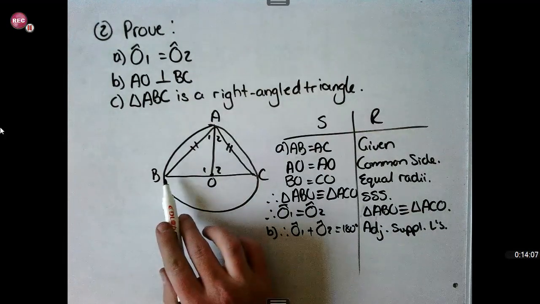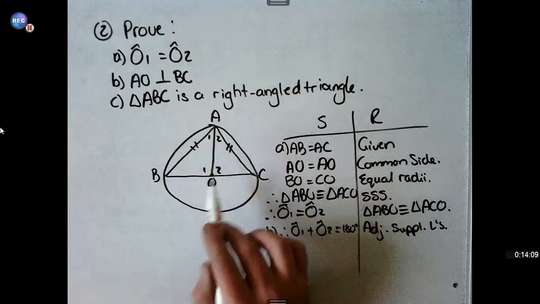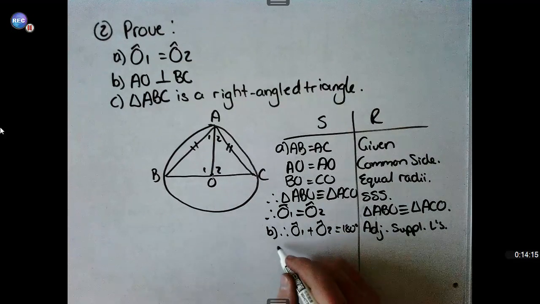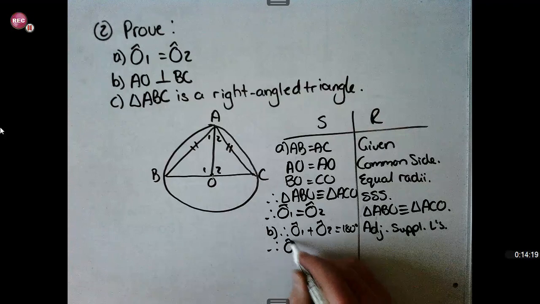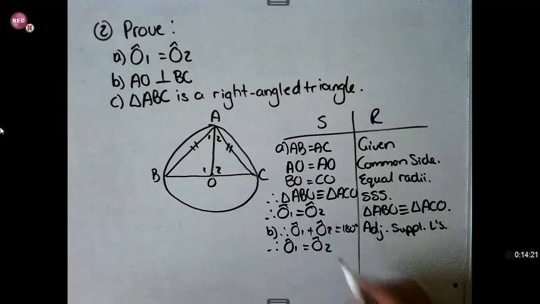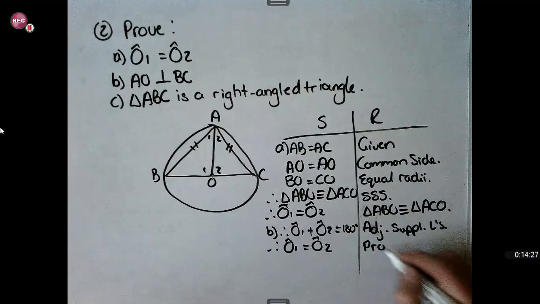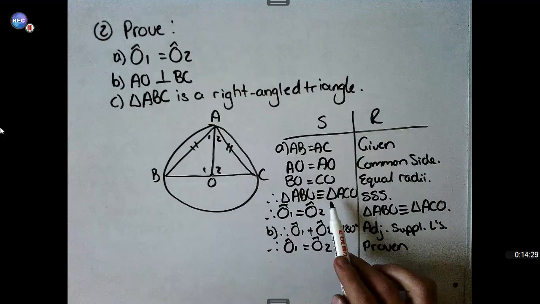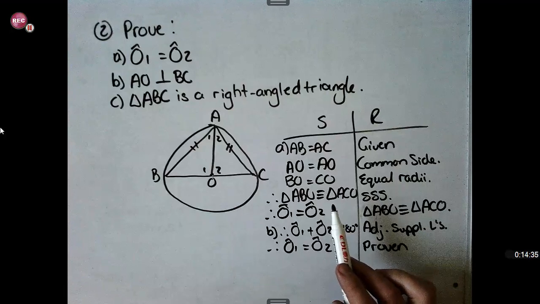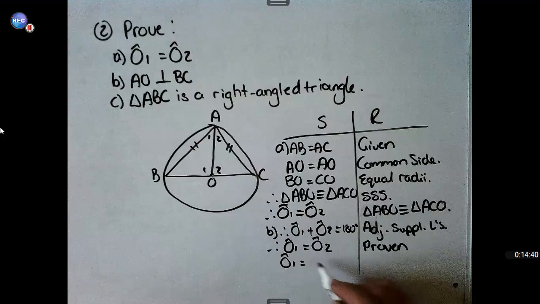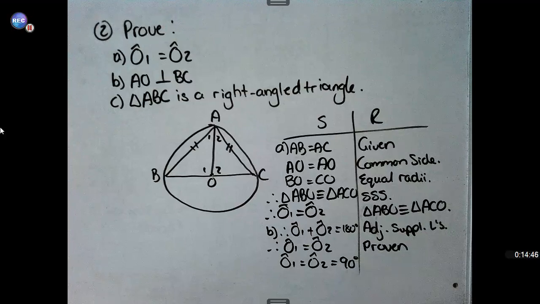So adjacent supplementary angles, remember, form a straight line with a common arm which shares the same vertex. Then from there, you can also say that angle O1 is equal to angle O2. And the reason for that is because it was proven. How was it proven? It was proven in the previous question with regards to congruency. Then, therefore, you can say that angle O1 is equal to angle O2, and both of them are equal to 90 degrees.